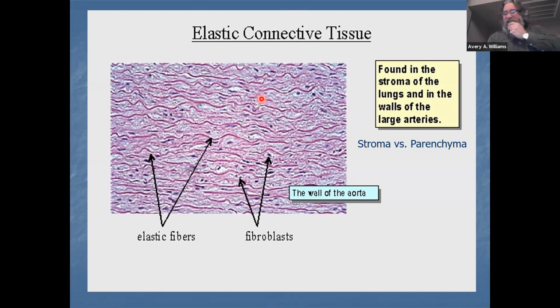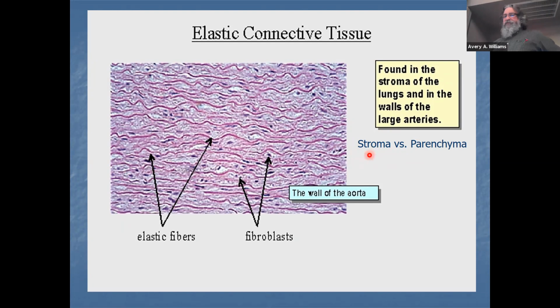Now, there's a word here found in the stroma of the lungs and so on. And so I have stroma versus parenchyma. So these are some other buzzwords for you. I use these words in passing, and I probably define them more than once in this course. But I want you to understand what these two words mean.